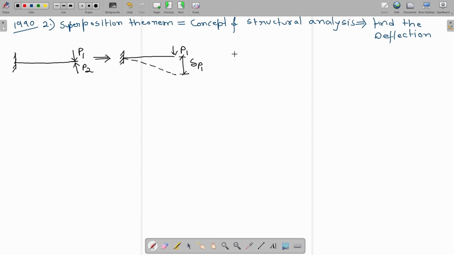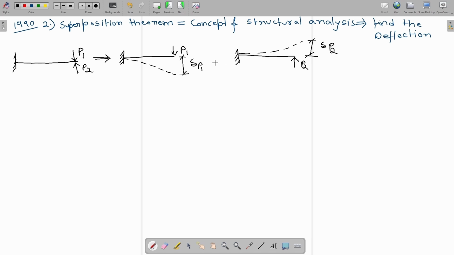Similarly, we are going to take the same beam and we are applying the second load, that is load P2. The deflection of this beam is taking place like this in the upward direction. This is given by delta P2.